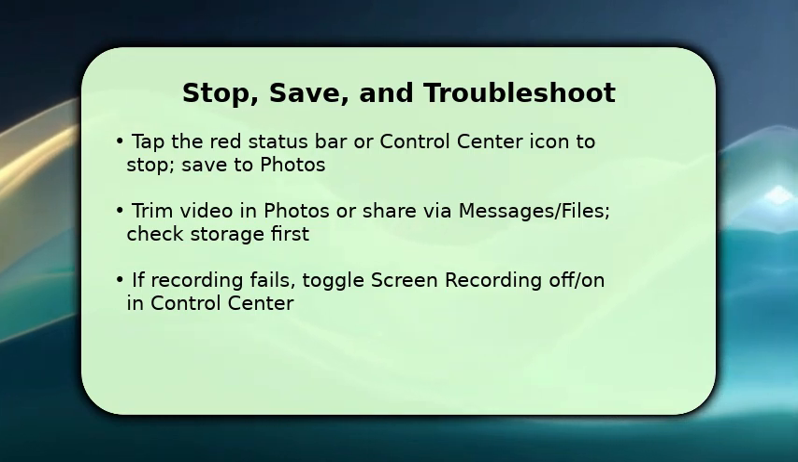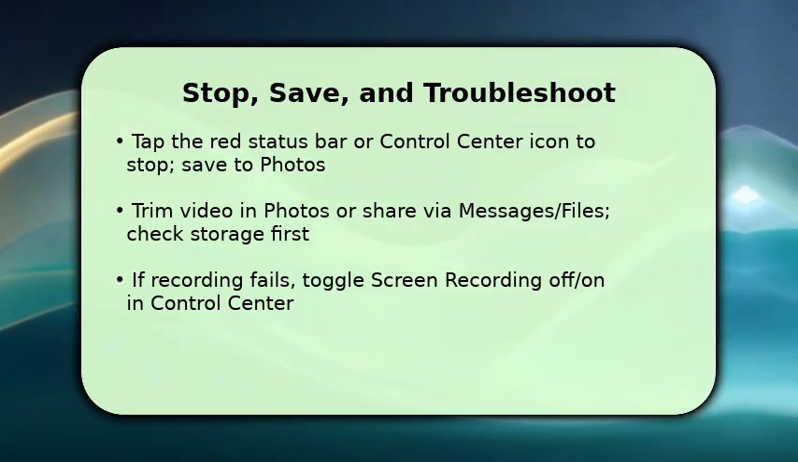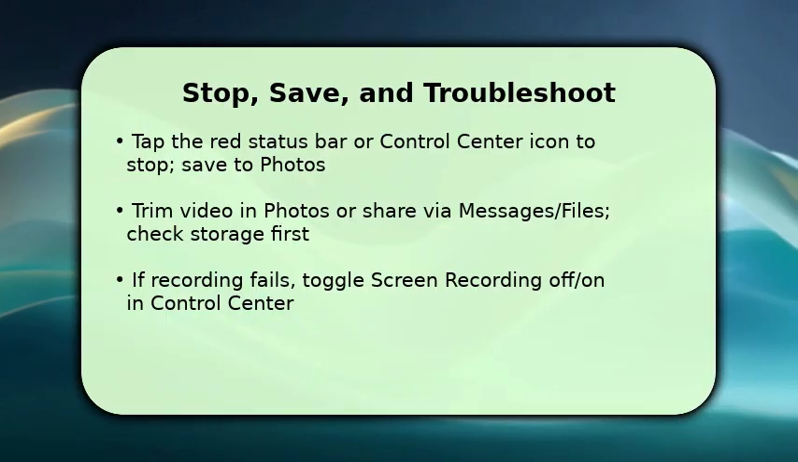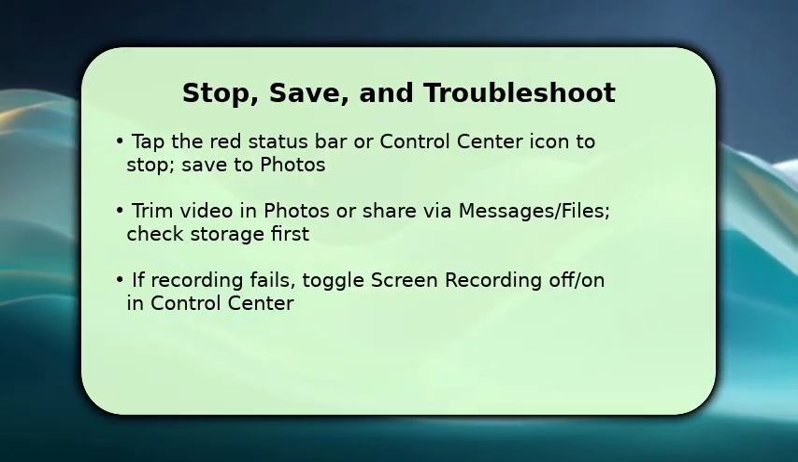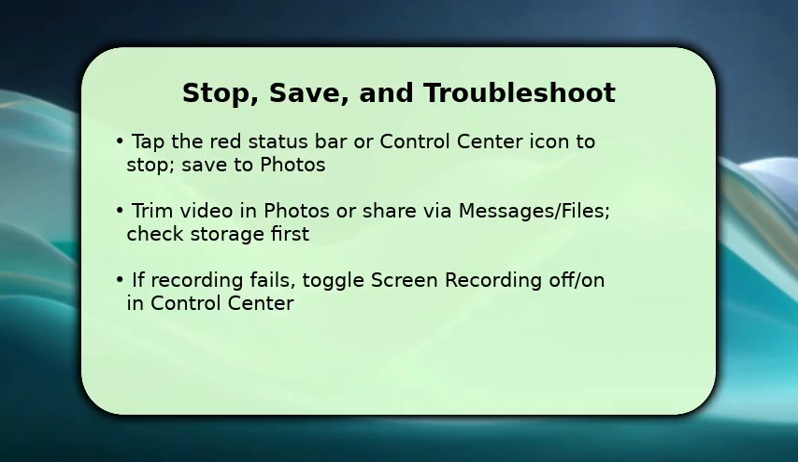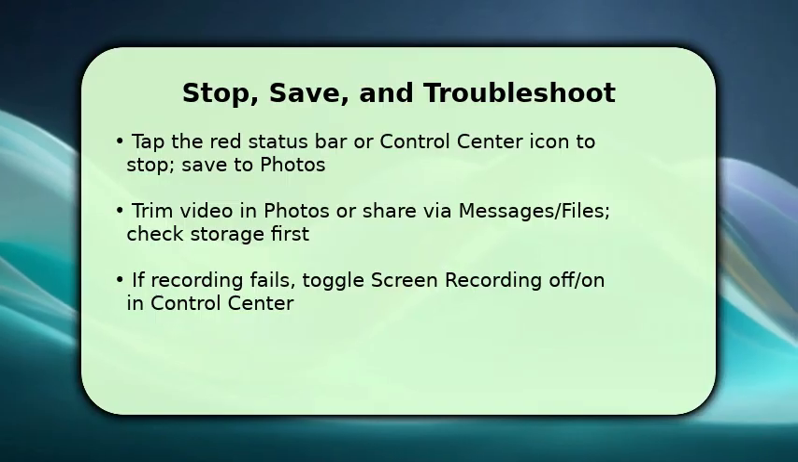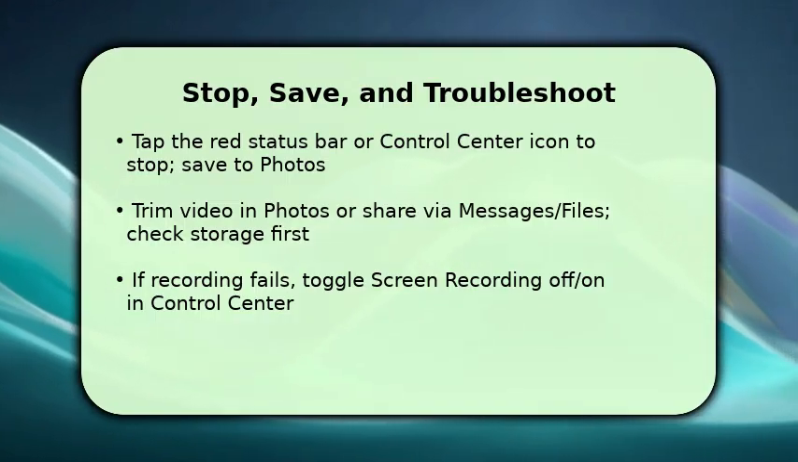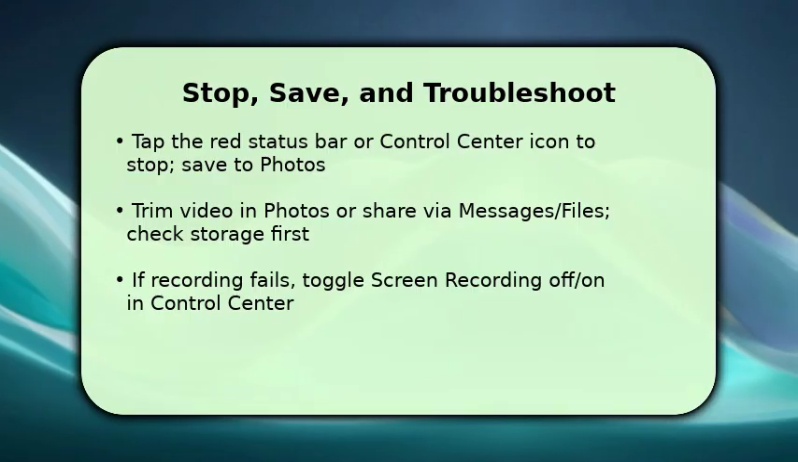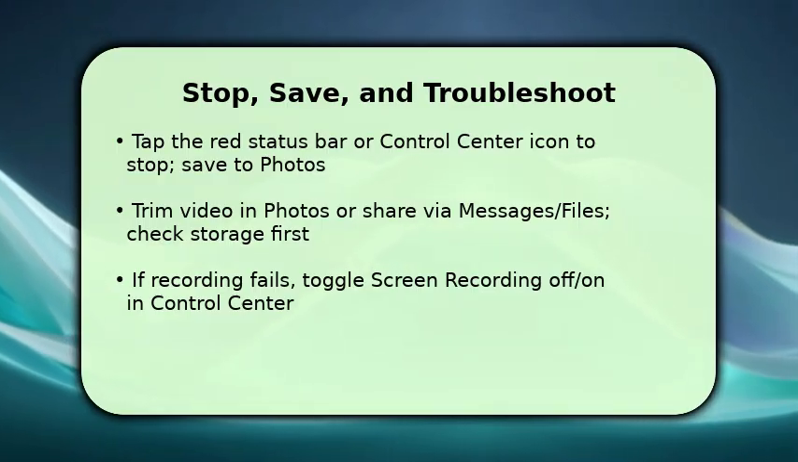Once saved, trim or export directly from Photos to remove mistakes. If you hit a problem, make sure there's enough storage and then toggle screen recording off and back on in Control Center settings. Restarting the phone fixes most glitches. If audio is missing, double-check microphone permissions and app audio settings before re-recording.